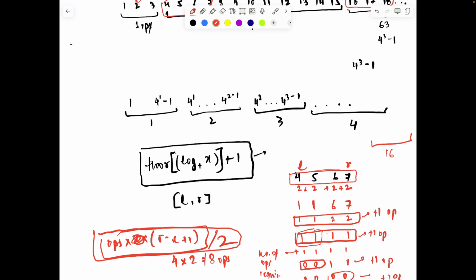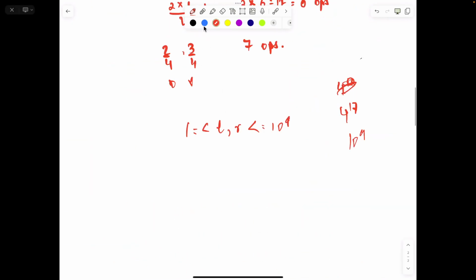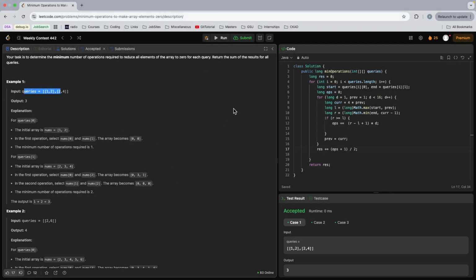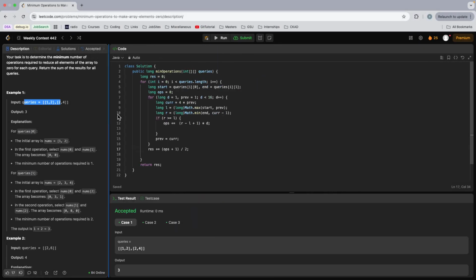So what we'll do, given a range, suppose one of the ends lies in this first segment and the other lies in the fourth segment. We'll calculate the number of operations required to reduce this to 0 and this to 0, and then whatever is left in this range to 0, and then whatever is left in this range to 0. So this is pretty much it. This is the idea behind this whole question.